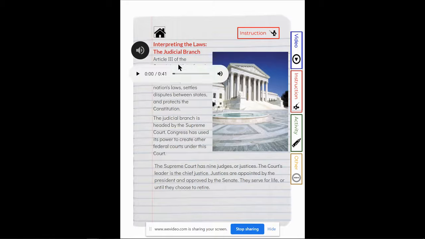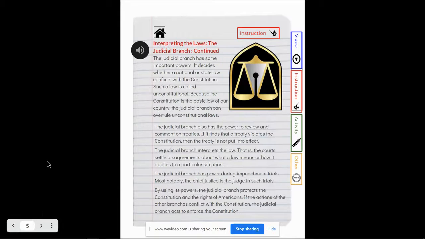This is an audio file here. It will read you this information and a little bit of additional information. So pay close attention. Slide 5, we really get into the details here of what the judicial branch has control and power over. So again, you can listen here and follow along.